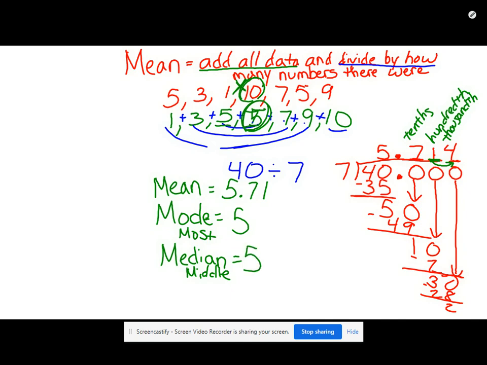What if I put an 11 on there? What would my median be?